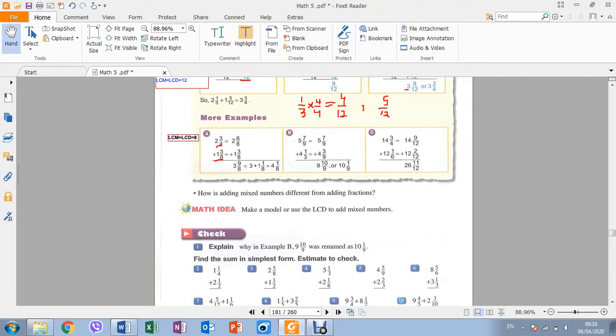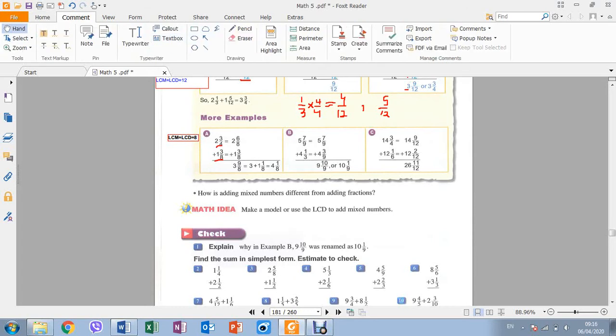In this, our LCM equals 8, so we need to change this to 8 by what? By multiplying by 2. When we multiply this denominator by 2, at the same time we multiply the numerator by 2, okay? The numerator is 3, look, times 2. So 3 times 2 is 6, and 4 times 2 is 8.